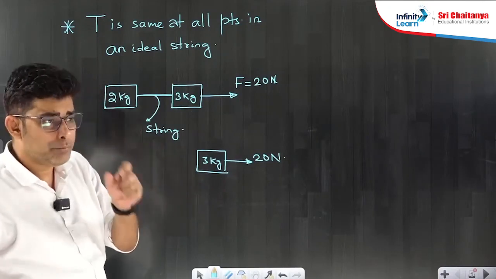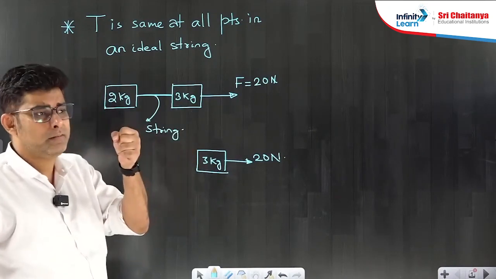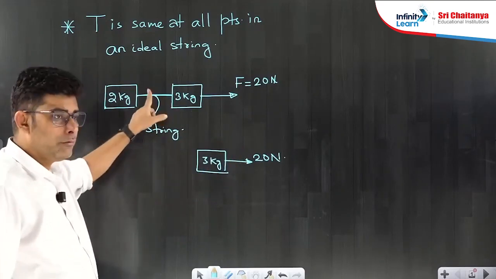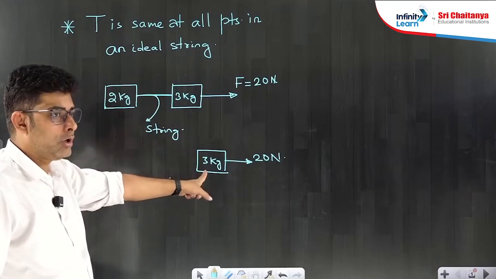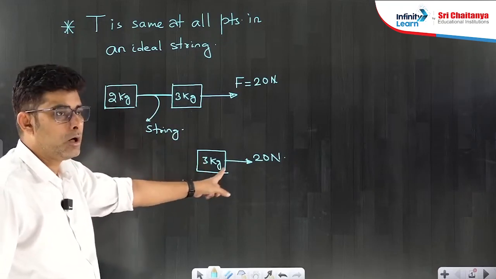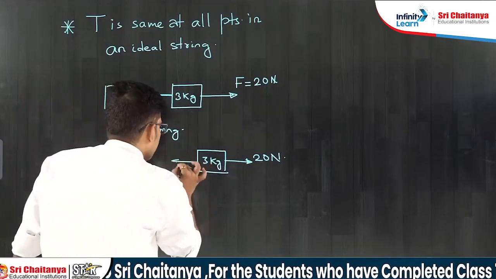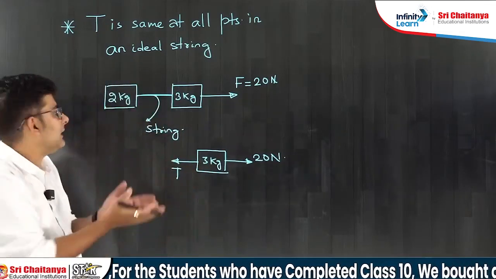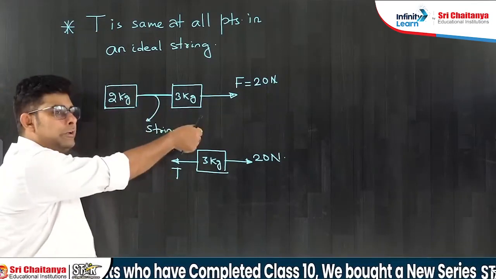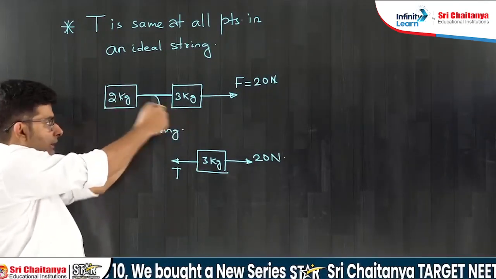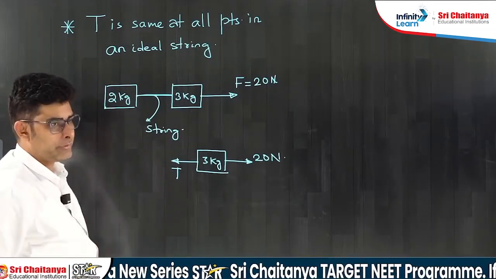Remember, tension is a pulling force. You can pull anything by a string or a rope. You cannot push, you can pull. So string will exert a tension on the 3 kg block in which direction? Yes, correct, left. Simple thing. Just think that you are the string. What will you do to 3 kg? Pull. Pull means which side? See my hand movement, left. That is the direction of tension.